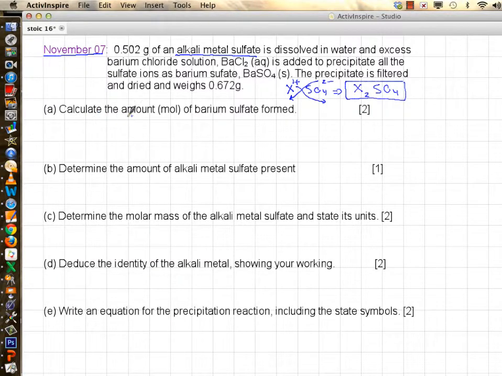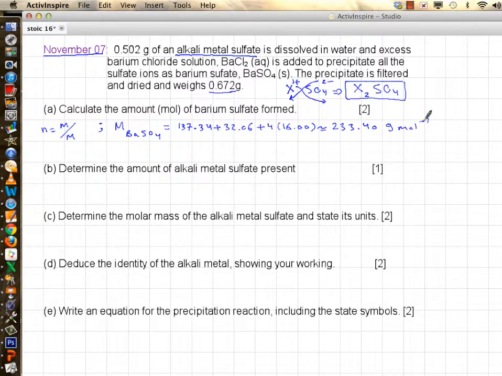First question is easy. Calculate moles of barium sulfate. You have the grams and you can find your molar mass. So we are looking for moles, which is mass divided by molar mass. Now the molar mass of barium sulfate: you have 1 barium, 1 sulfur and 4 oxygen, so it's 137.34 for barium plus 32.06 grams for sulfur plus 4 times 16 for oxygen. And you will get 233.40 grams per mole.